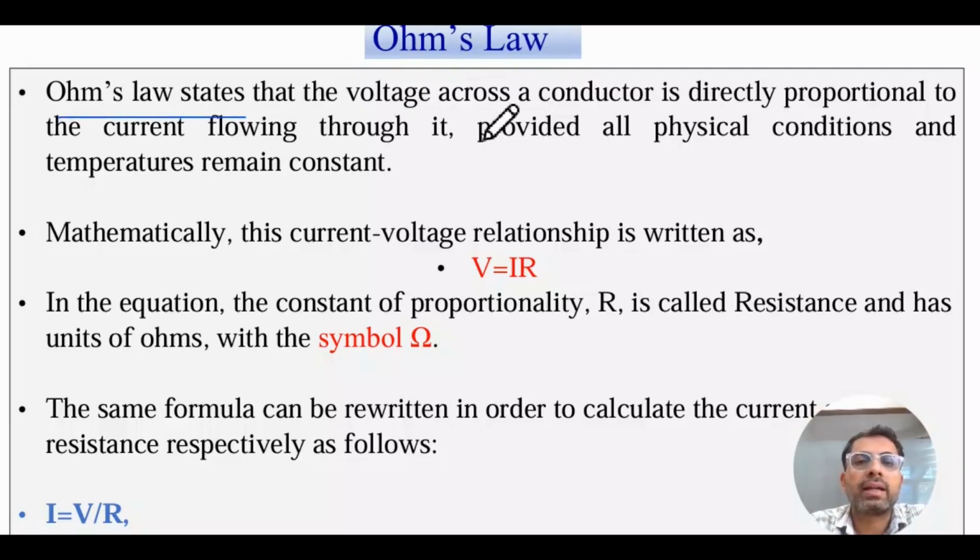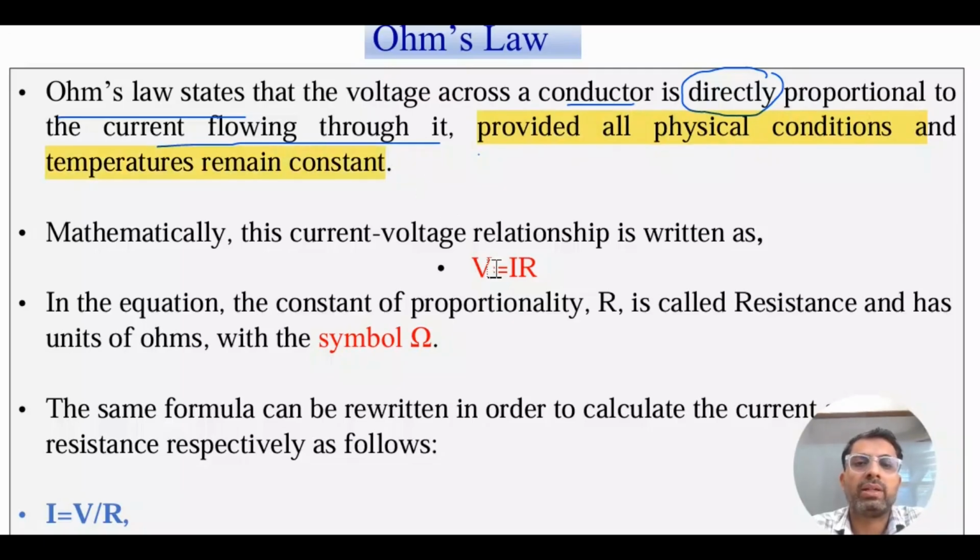Ohm's law states that the voltage across a conductor is directly, very important word, directly proportional to the current flowing through it, provided that all physical conditions and temperature remain constant. Yes, this is also important, provided all physical conditions and temperature remain constant. And you know what is the formula for Ohm's law? That is V is equal to IR. So if you want to calculate the voltage, you can calculate the multiplication of current and the resistance.